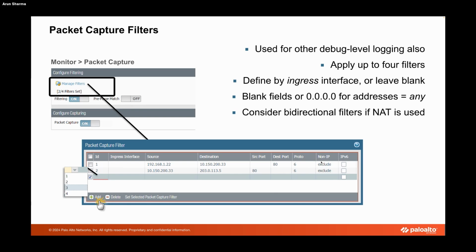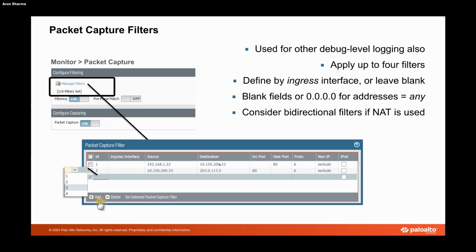If you don't want to include the non-IP traffic, you can just exclude it. I'll show you how it looks on the firewall in a while. And do you want to capture the IPv6 traffic? So these are all the options here. Then for the return traffic, we normally mirror the IDs.